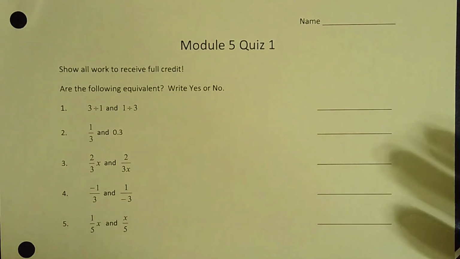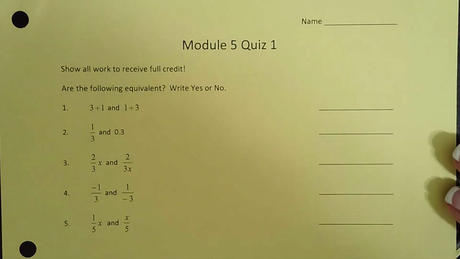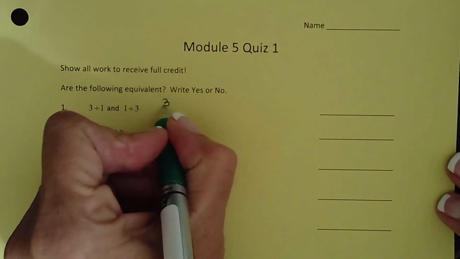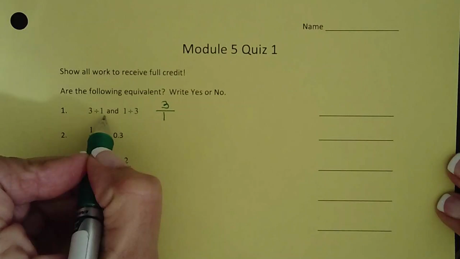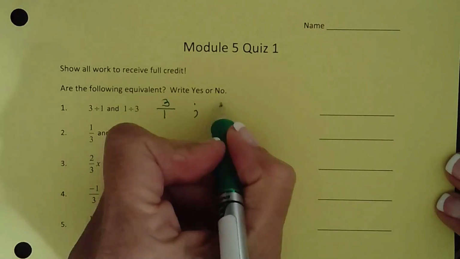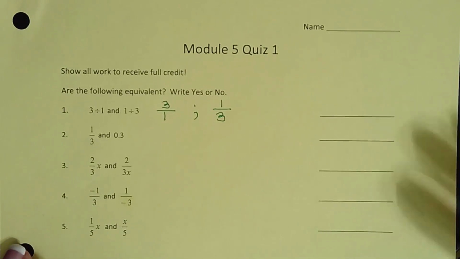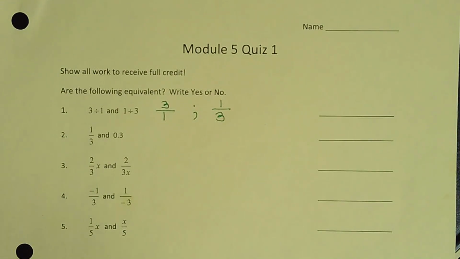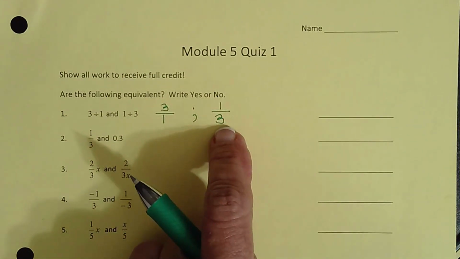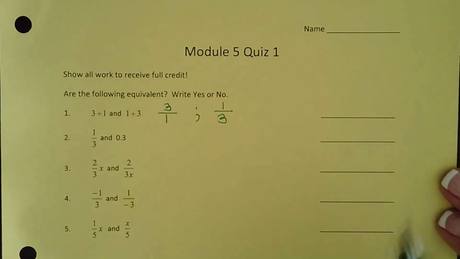So show all work. Are the following equivalent? So the first thing I would do for number 1 is I would change it from 3 divided by 1 to 3 over 1, and then 1 divided by 3, 1/3. So that makes it a lot easier to see they are not equivalent. This is 3 whole pies, and this is 1/3 of 1 pie. So definitely not equivalent.